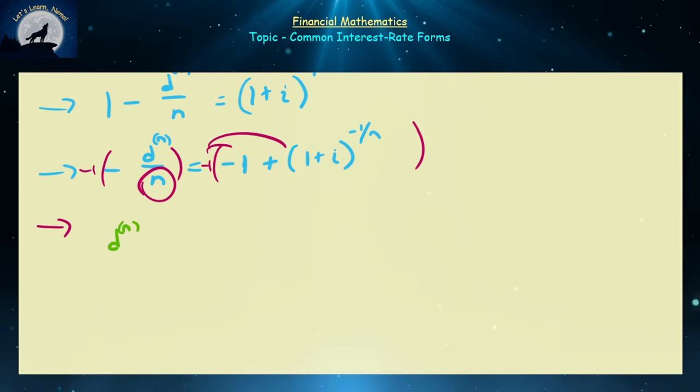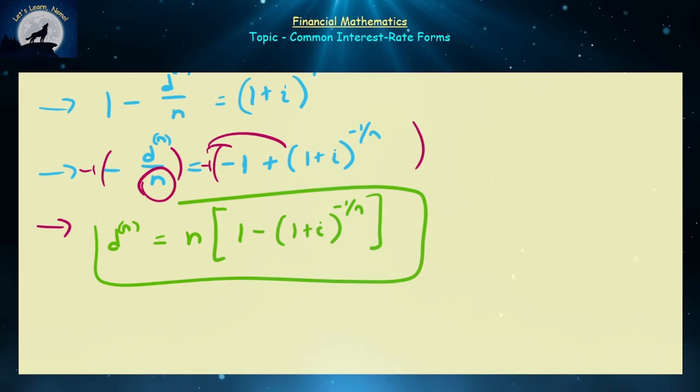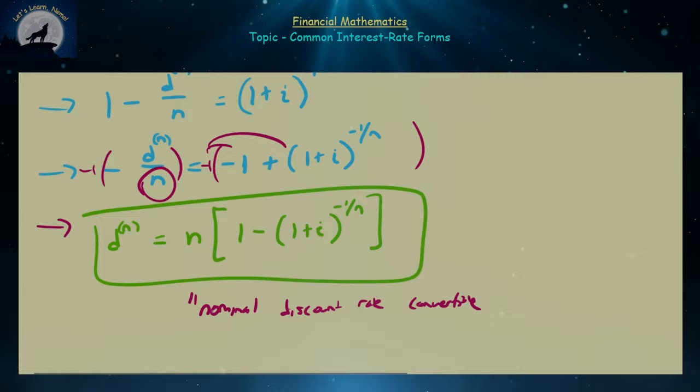So dn will be equal to n times 1 minus 1 plus i to the power of negative 1 over n, right? So this gives us our particular structure that we're interested in finding, and this is sometimes referred to as the nominal discount rate convertible, which is analogous to the nominal interest rate convertible, i to the power of n.